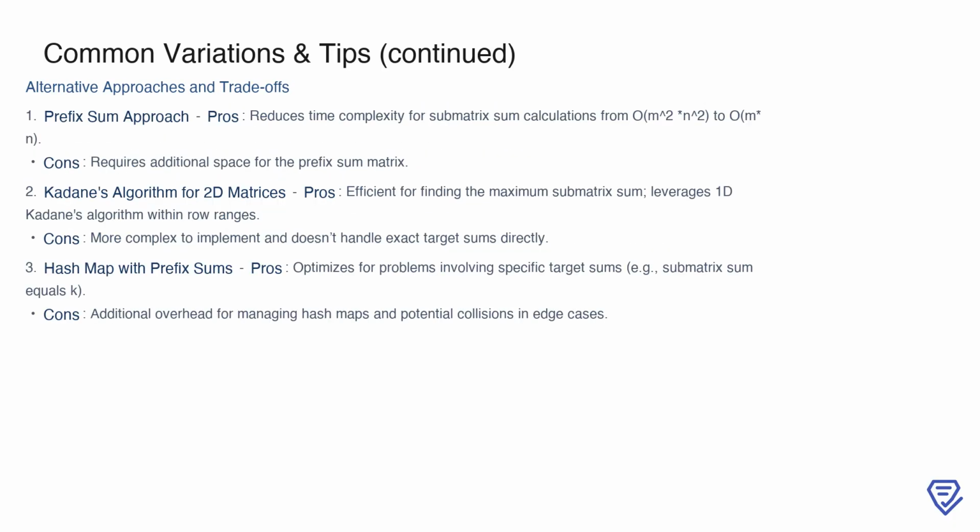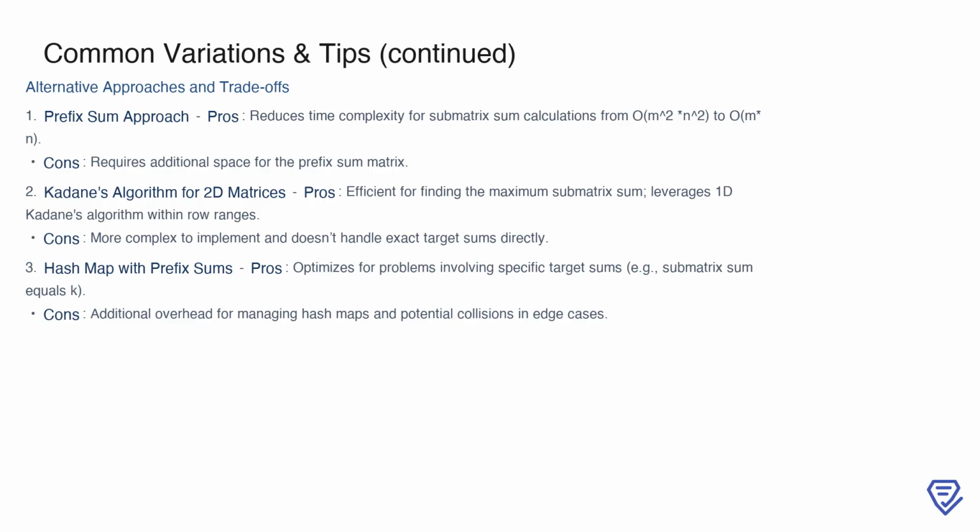Lastly, it's worth exploring alternative approaches and understanding their trade-offs. The prefix sum approach, for instance, is highly effective in reducing the time complexity of submatrix sum calculations from m squared times n squared to m times n. However, it does require additional space to store the prefix sum matrix. Kadane's algorithm for 2D matrices is another option, particularly useful for finding the maximum submatrix sum. It applies the 1D Kadane's algorithm within specific row ranges, offering a highly efficient solution, but it's more complex to implement and isn't suited for problems requiring exact target sums.